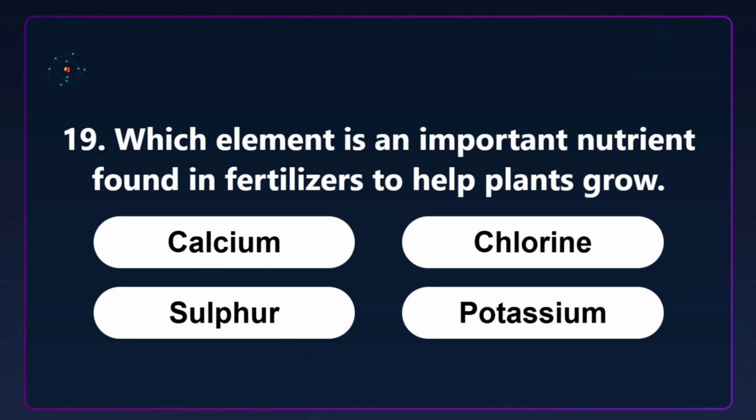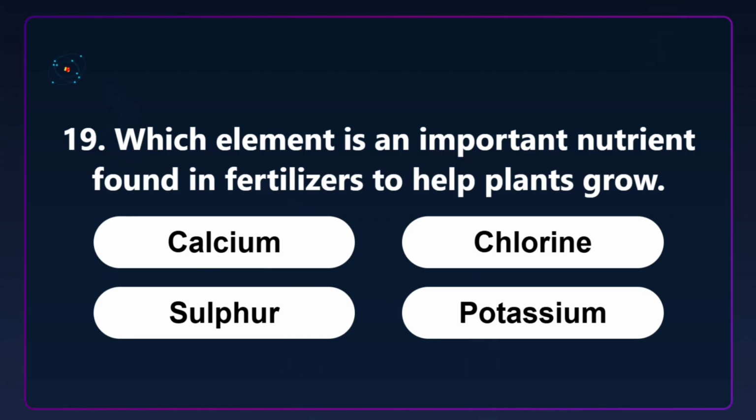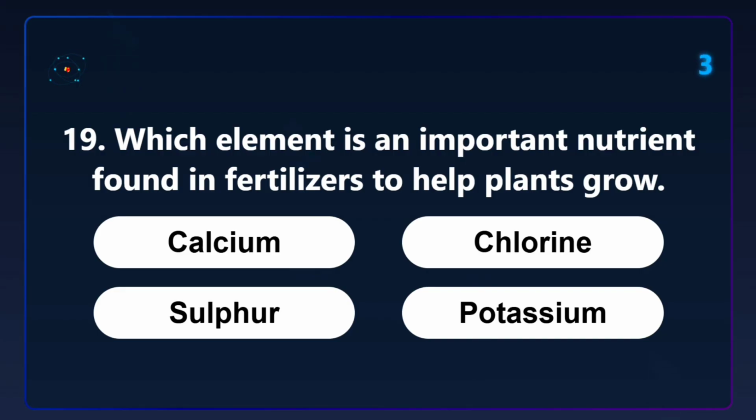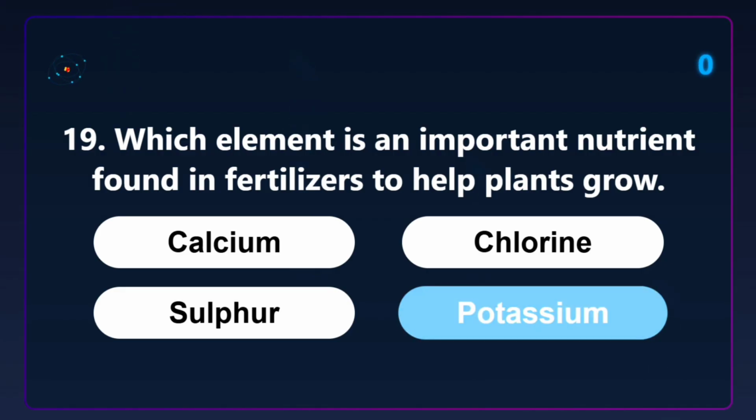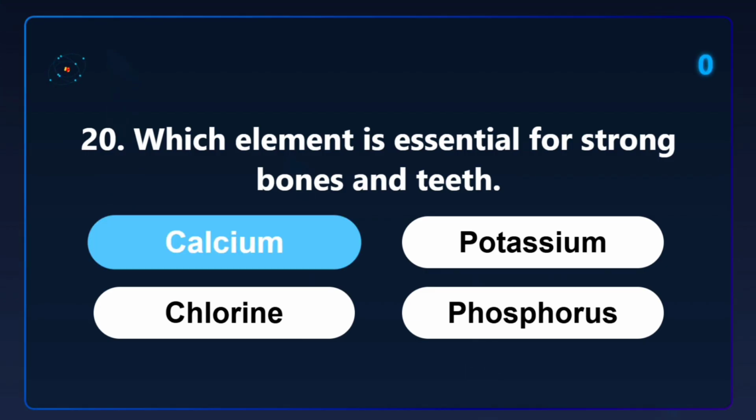Question 19. Which element is an important nutrient found in fertilizers to help plants grow? The answer is potassium. Question 20. Which element is essential for strong bones and teeth? The answer is calcium.